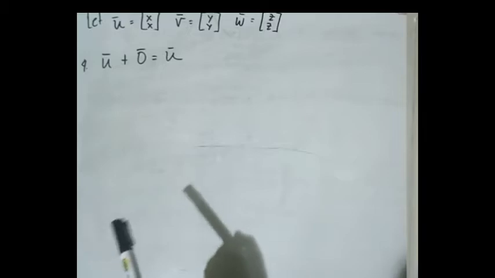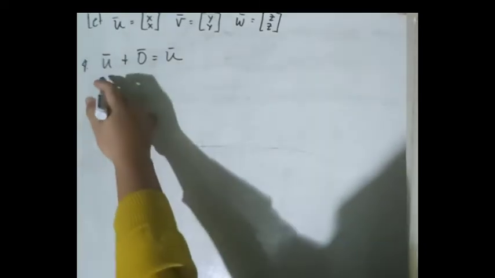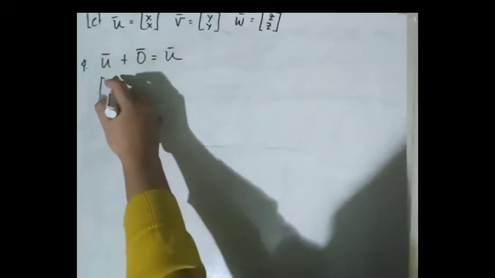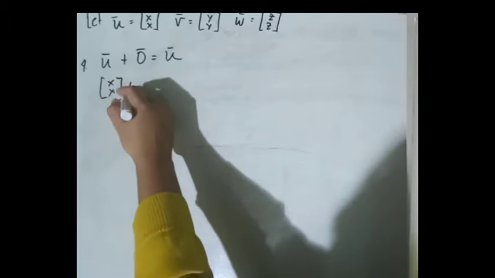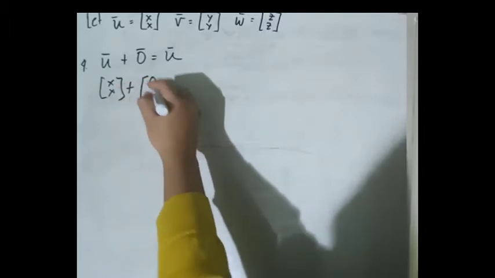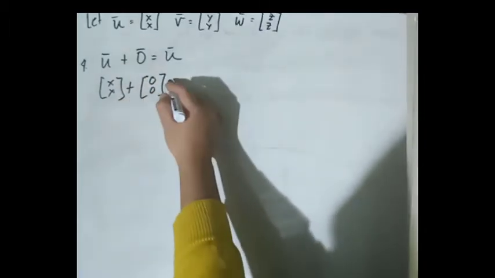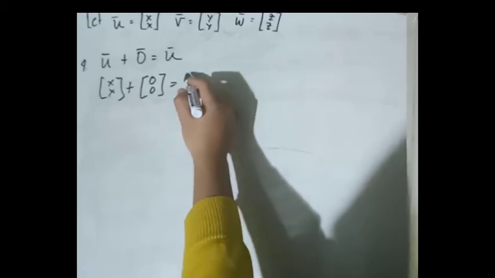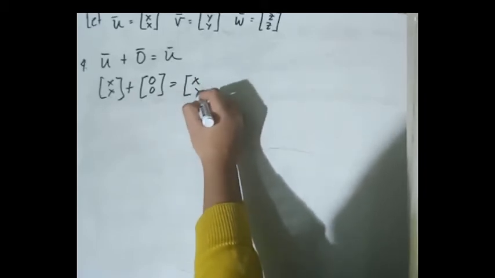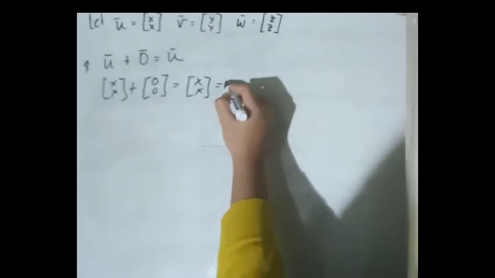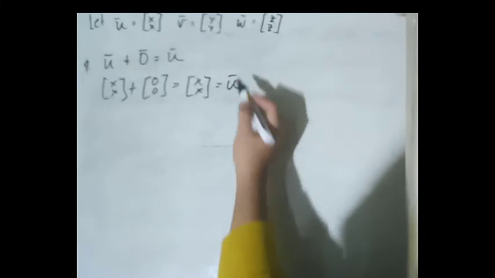Next, we have the zero vector. We will prove that vector U, when added to the zero vector, is the same as vector U. We know that vector U is (x, x), plus we're going to add (0, 0). That means it is still (x, x), which is also vector U.